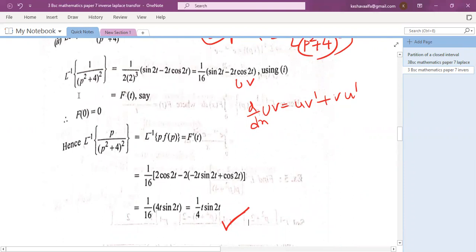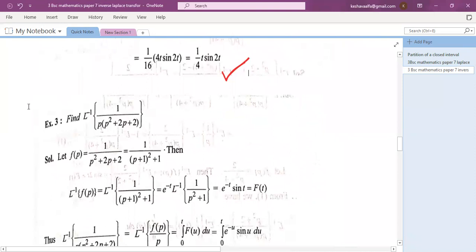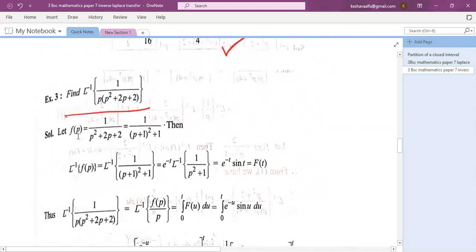If we have the result for L inverse of 1 by (p square plus a square) whole square. So next one, find L inverse of 1 by p into (p square plus 2p plus 2). It is also easy to solve this problem. Let f of p be 1 by (p square plus 2p plus 2).